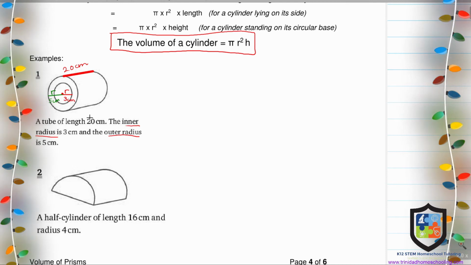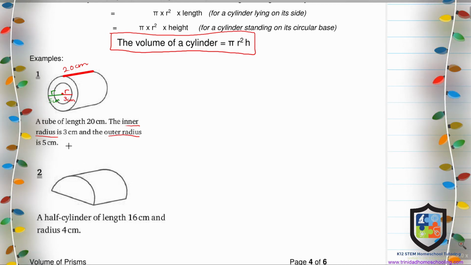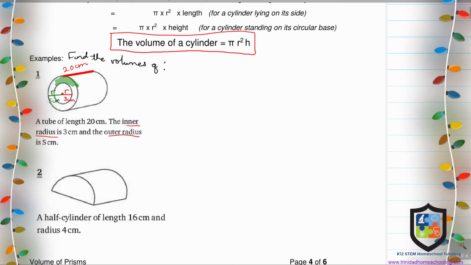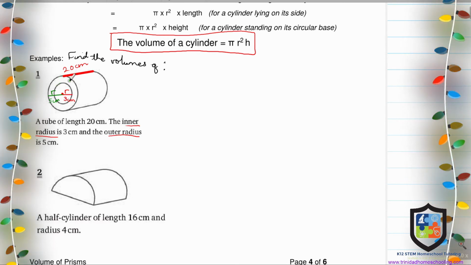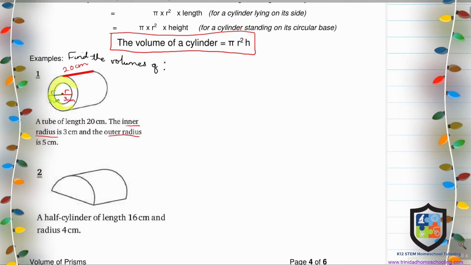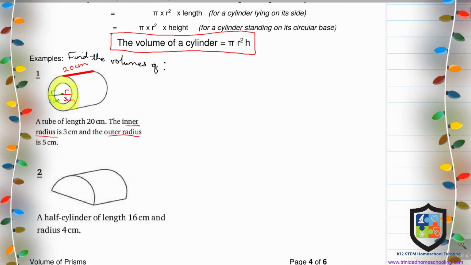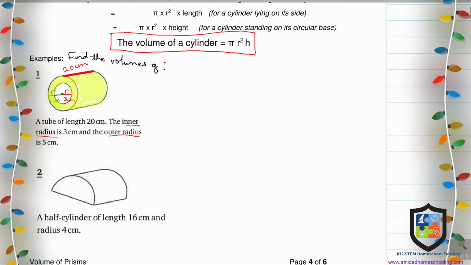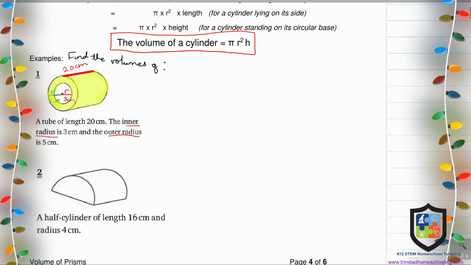So how can we find the volume of the cylinder? Right? So the question here is to find the volume. Okay, so the volume we want to find is the volume of the solid. Now the solid is going to be all this part here. Right, so it's a hollow tube. We want the volume of the solid. Okay, so we're finding the volume of this.